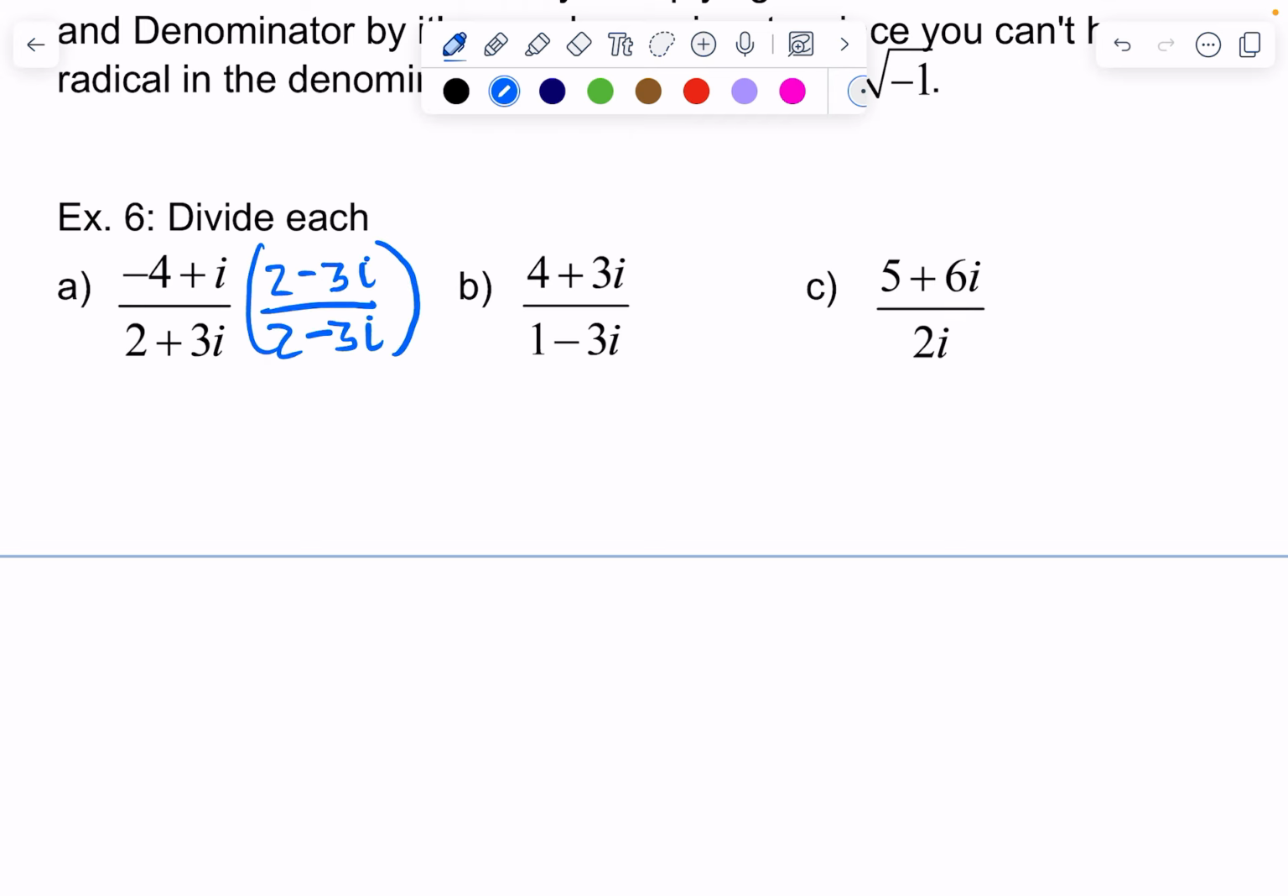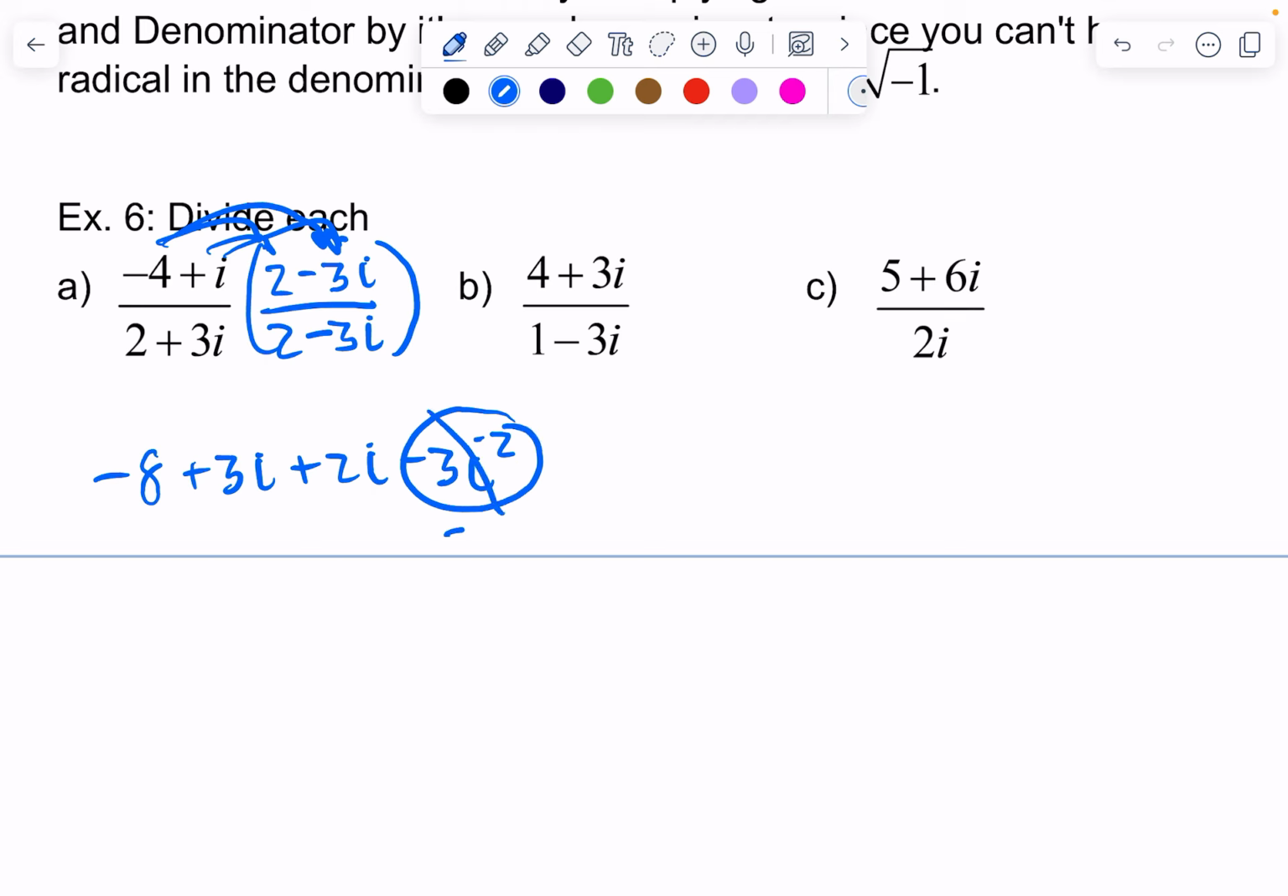Then I'm going to distribute. Negative 4 times 2 is negative 8. Negative 4 times negative 3i is 12i. i times 2 is positive 2i. i times negative 3i is negative 3i squared. Negative 3i squared becomes positive 3 because i squared is negative 1. Negative 8 plus 3 is negative 5. 12i plus 2i is 14i.